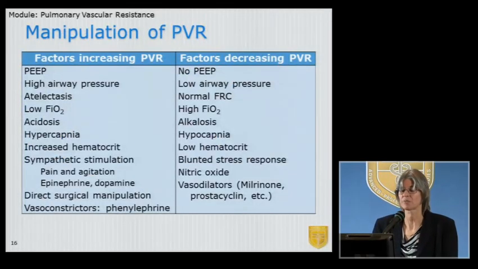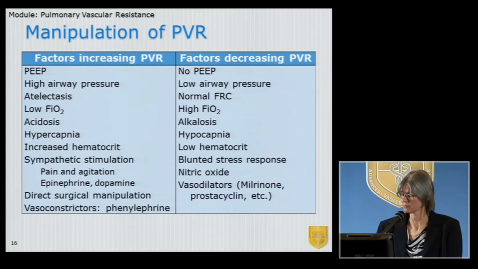Very good. You all nailed this. So this is how you manipulate your pulmonary vascular resistance. Factors that increase your pulmonary vascular resistance are PEEP, high airway pressure, atelectasis, low FiO2, acidosis, hypercapnia, and increased crit, if your crit is 55 or 60, sympathetic stimulation, light anesthesia, pain, agitation, catecholamines like epinephrine, dopamine, direct surgical manipulation during the dissection phase, and vasoconstrictors like phenylephrine. And then all the other ones are decreasing your pulmonary vascular resistance.